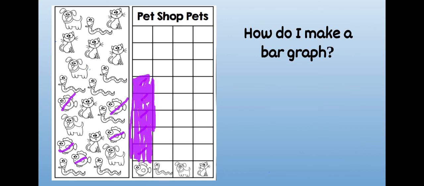Okay, the next one is a snake. 1, 2, 3, 4, 5, 6, 7. And then color in your whole column so you can see the bar.